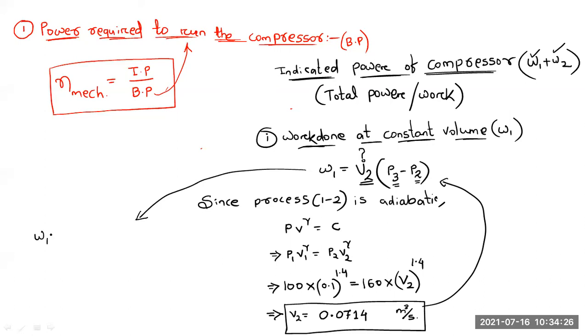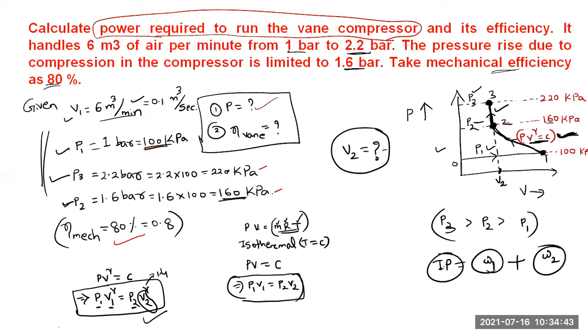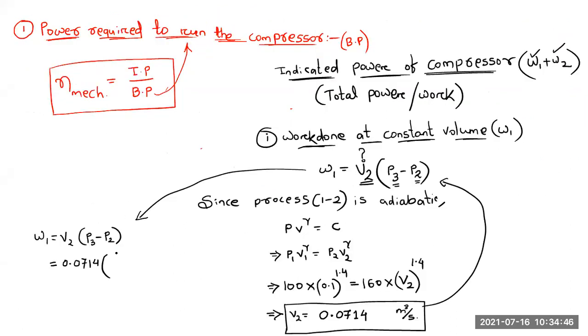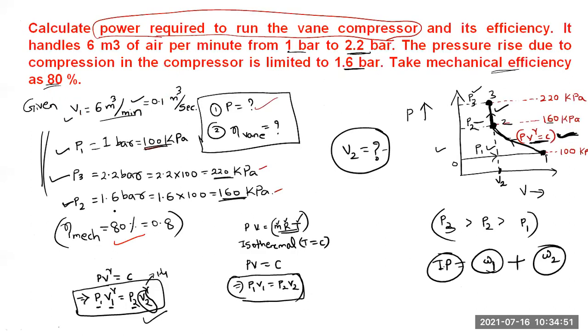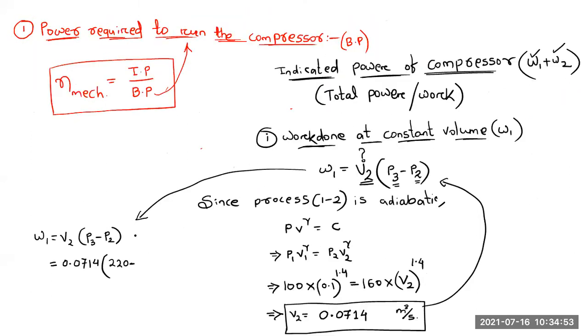So what is W1? W1 equal to V2 into P3 minus P2, which is equal to, what is V2? 0.0714, into, what is P3? P3 we have 220 kilopascal, minus, what is P2? P2 is 160 kilopascal. Now if we solve this, the work done we will get in kilowatts.